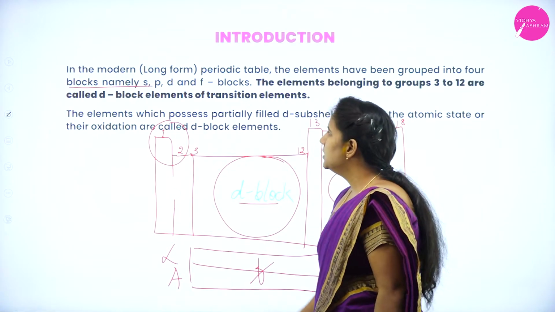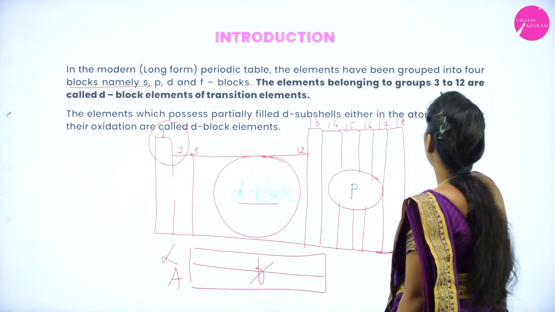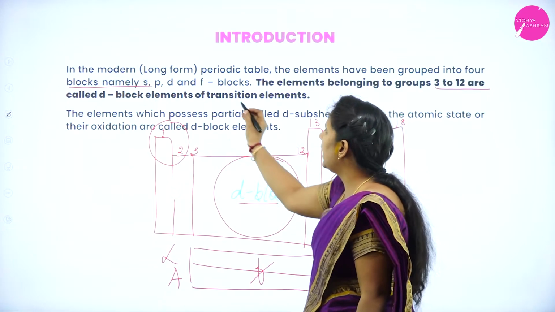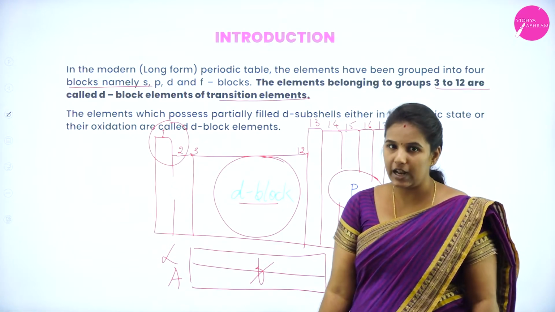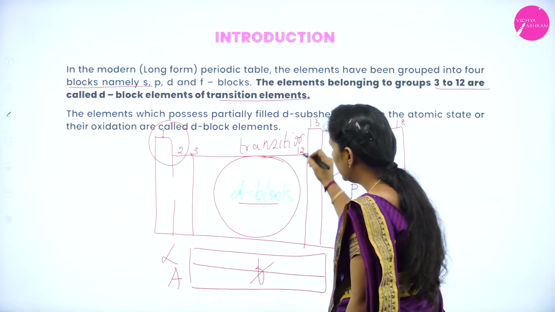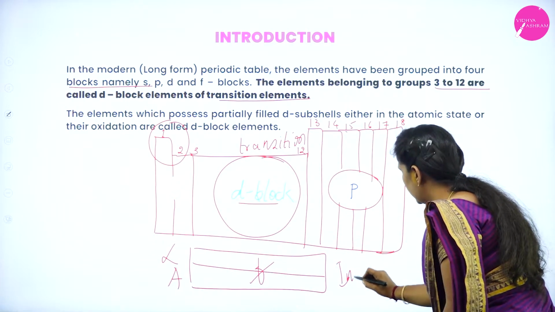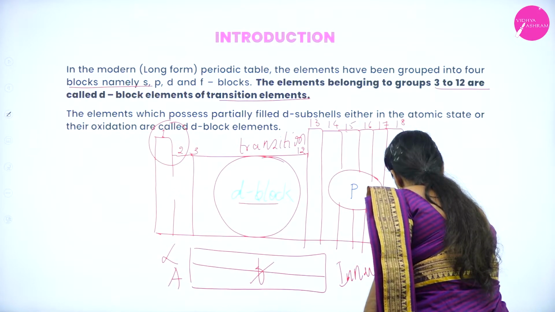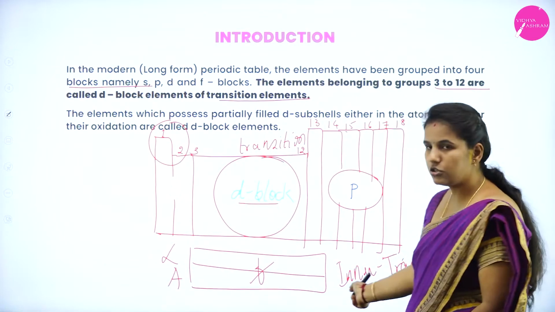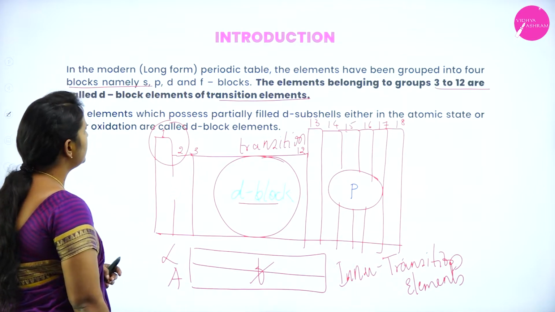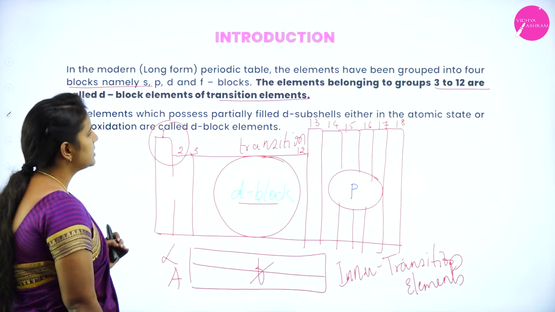The elements belonging to groups 3 to 12 in the periodic table are known as D block elements, and they are also known as transition elements, whereas F block elements are also known as inner transition elements.